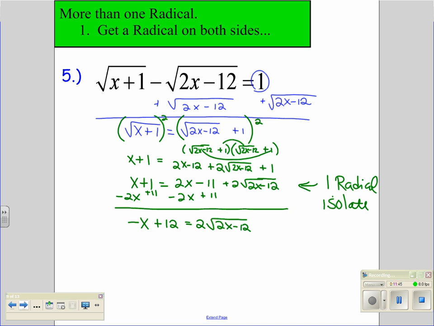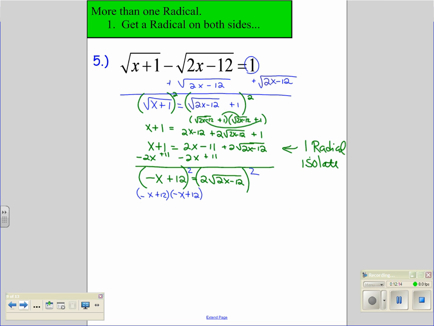Now, you're probably thinking, well, maybe we should divide by 2, but then that's going to make the left side rather ugly. So I'm going to leave the 2 where it is, and I'm going to come in and square both sides to try and get rid of the radical. Square, square. Squaring this will be negative x plus 12 times negative x plus 12. That will look like x squared, a negative 12x, and another negative 12x, making negative 24x. Last times last brings me in at 144.